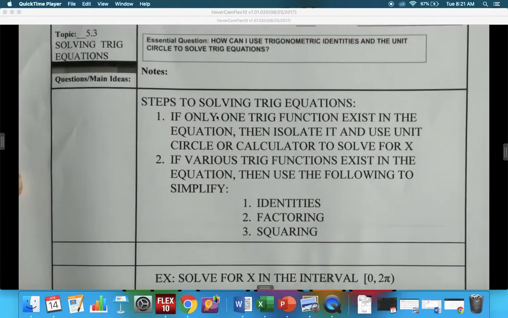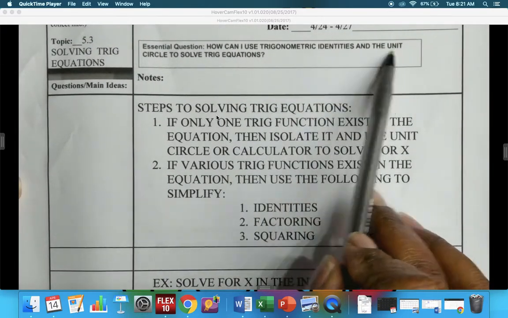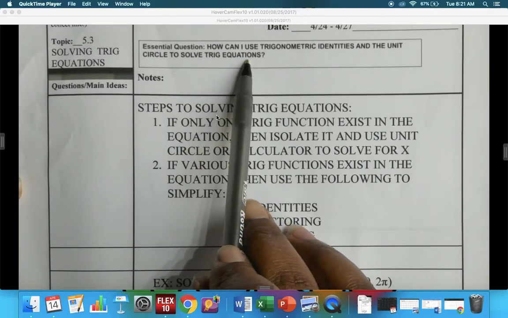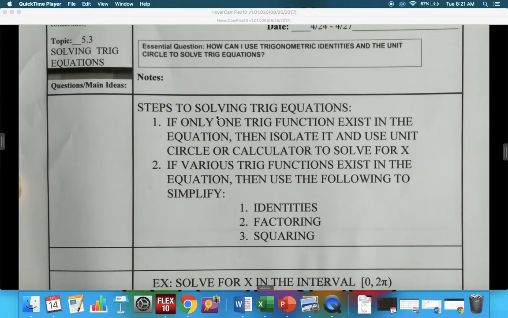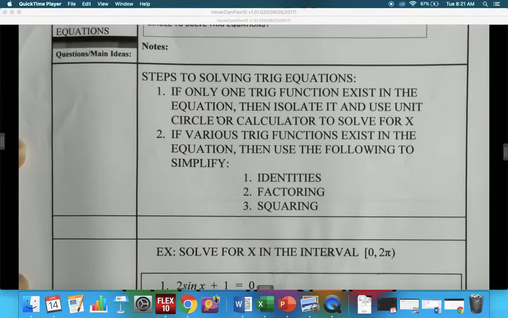Okay, so our central question is, how can I use trig identities and the unit circle to solve trig equations? So the unit circle should be out, your trig identities should be out as you're solving these equations.